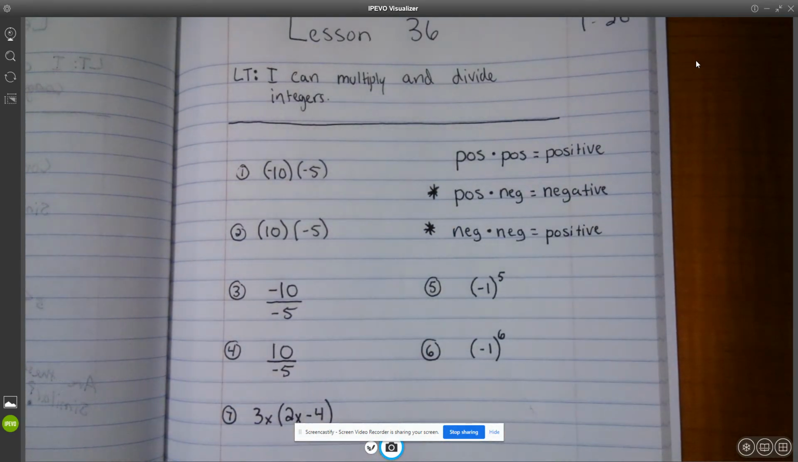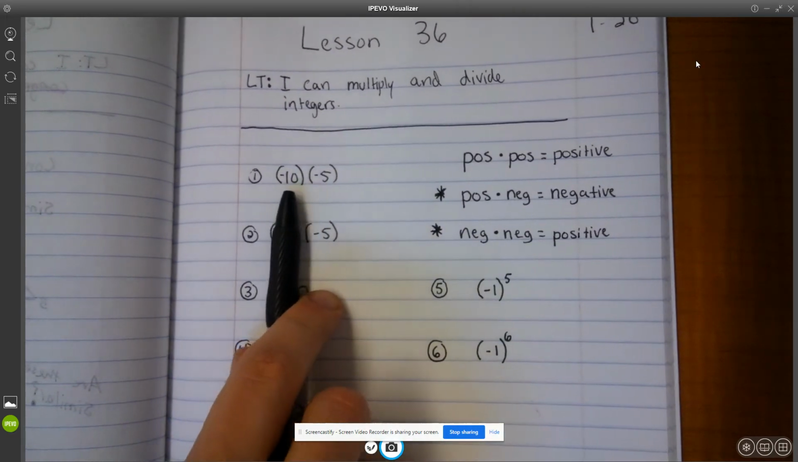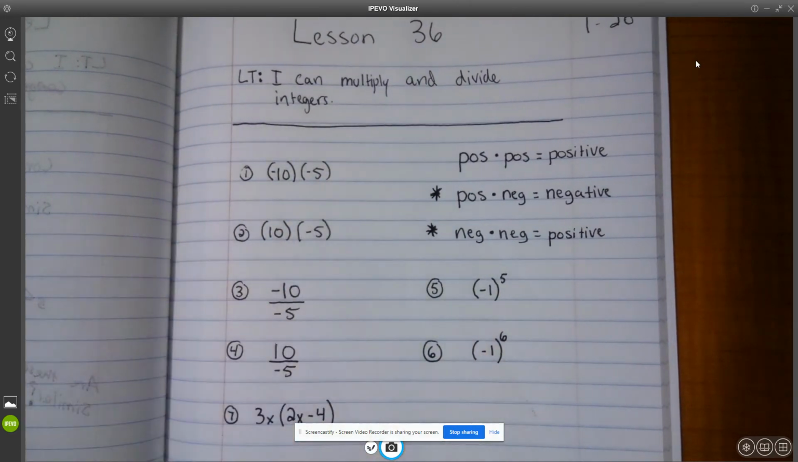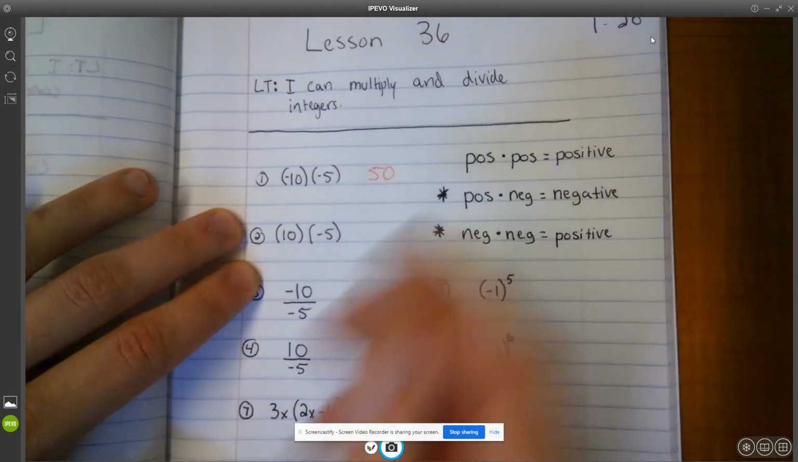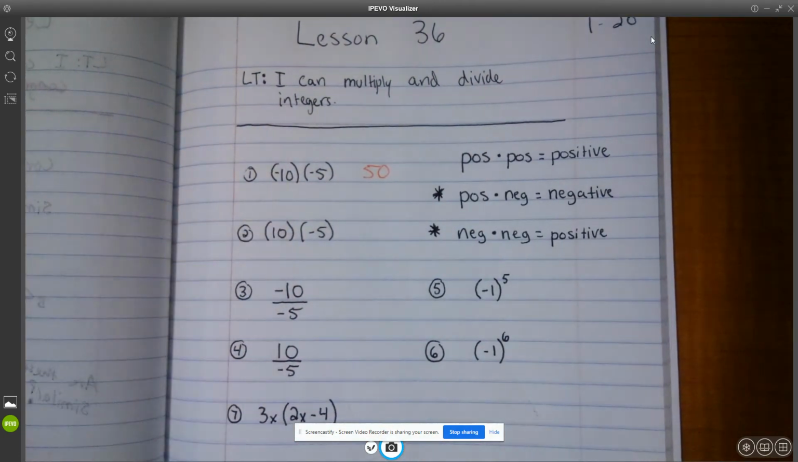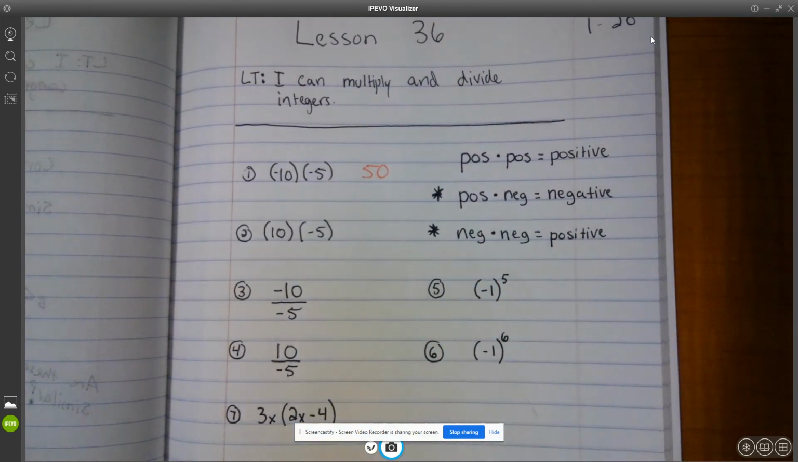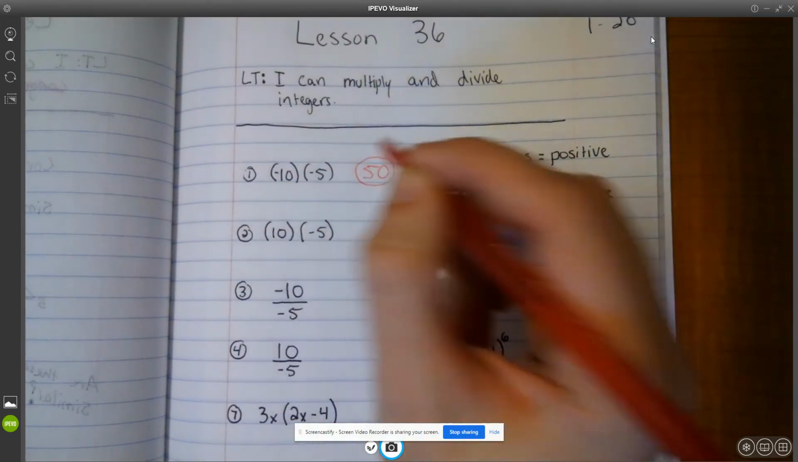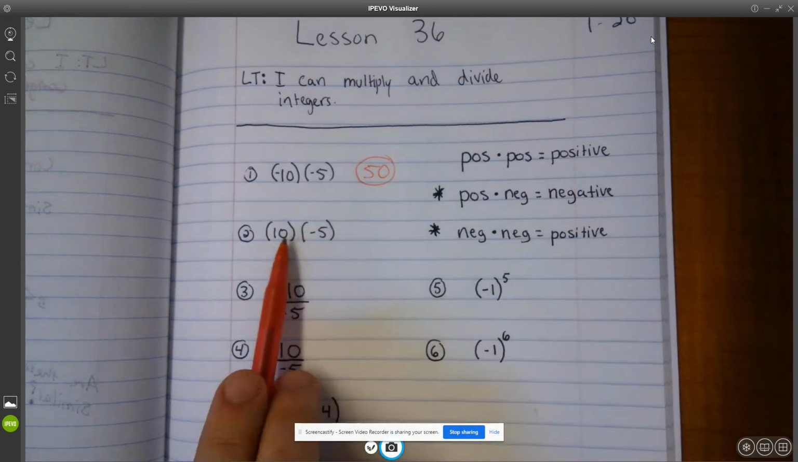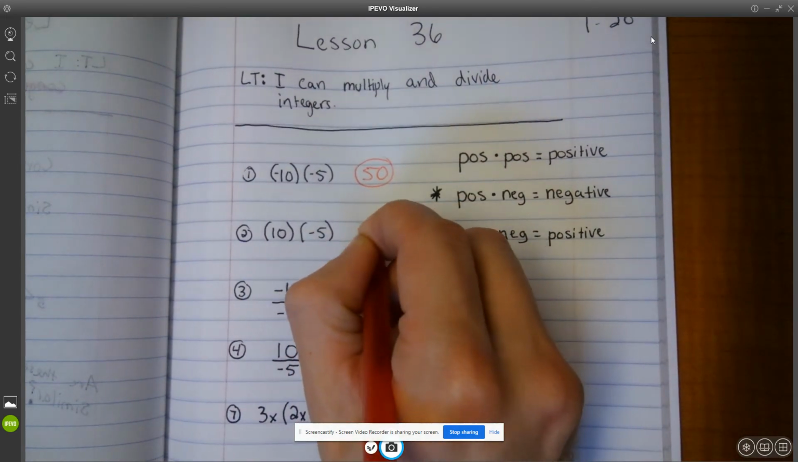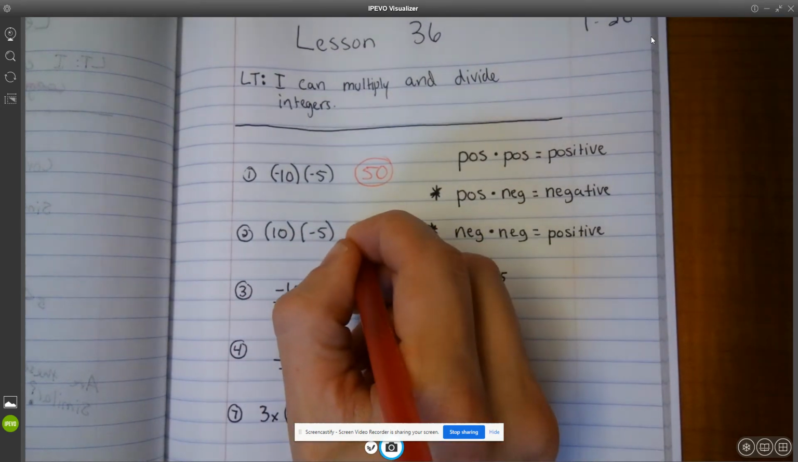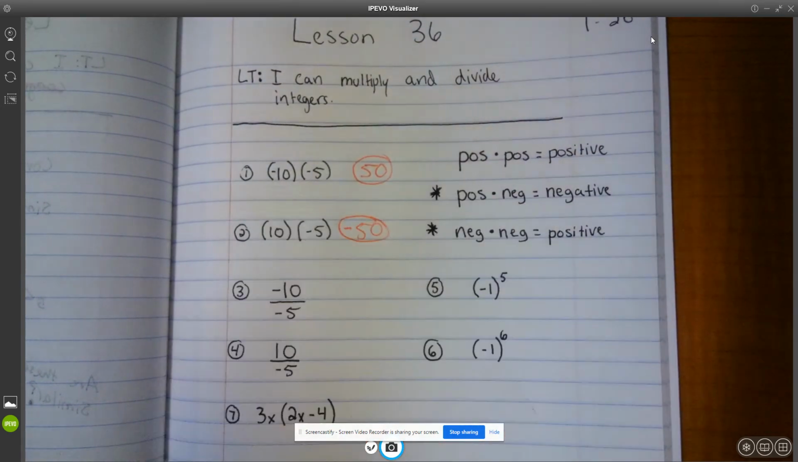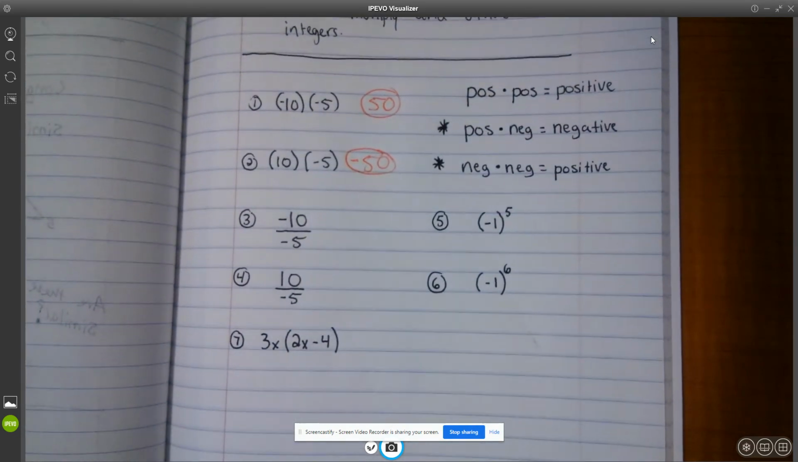So let's take our first one. We have negative 10 times negative 5. Well, right off the bat, I know 10 times 5 is 50. If you don't, you should. You can use a calculator. Two negatives, negative times a negative, becomes positive. So that's going to stay positive 50. Those are going to cancel each other out. Again, 10 times 5, 50. Simple enough. One positive, one negative, negative 50. Hopefully, we're starting to get this.